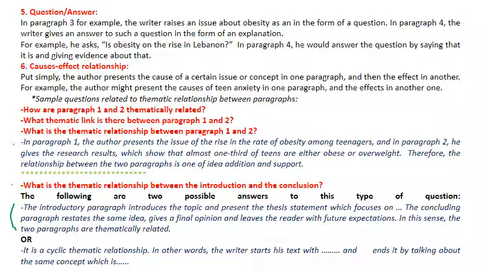Or, this is a very nice, very professional answer. It is a cyclic relationship. What does cyclic mean? It means like that. Okay? Presenting the same thing. A cyclic relationship. In other words, the writer starts his text with talking about obesity and its effect on teenagers and ends it with the effect on teenagers. Cyclic relationship. Ends it with the same concept.